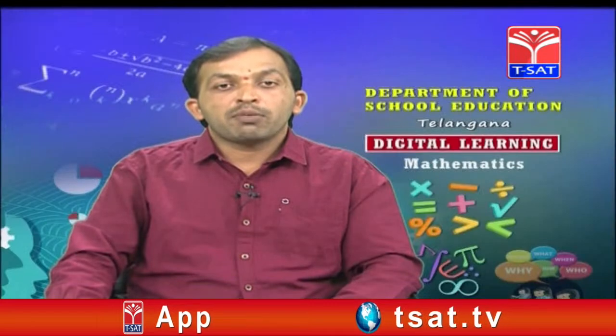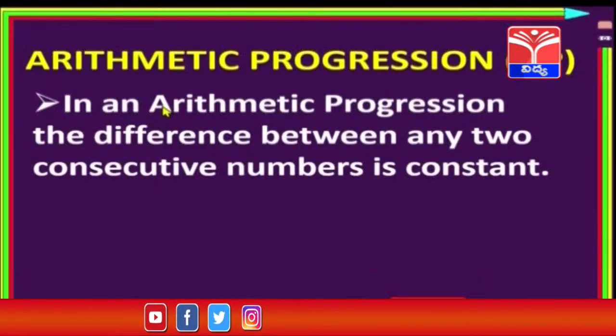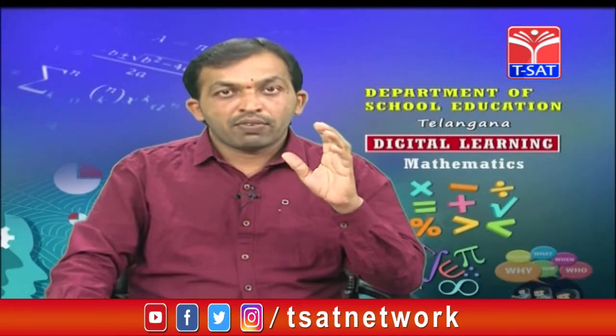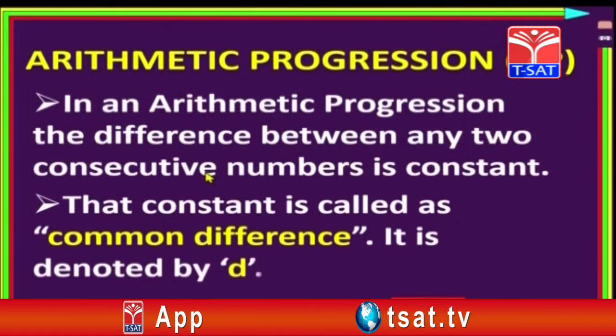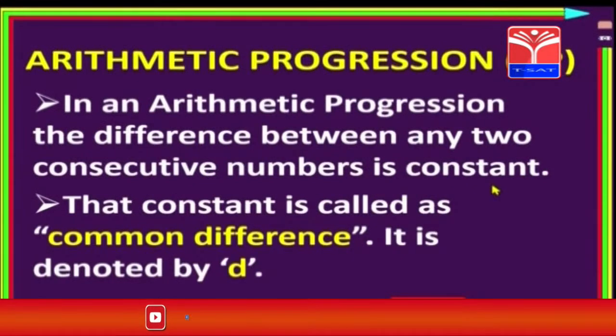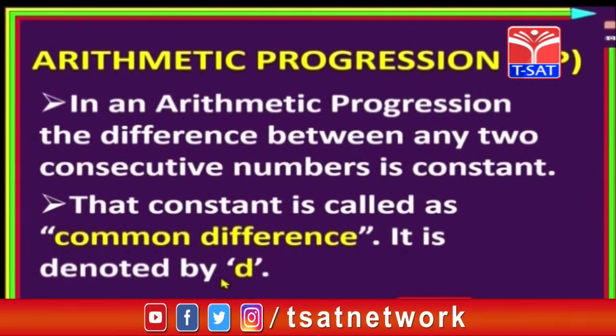In an arithmetic progression, we get each term by adding a fixed number to the preceding number, right? That fixed number is called the common difference, and it is denoted by d. In an arithmetic progression, the difference between any two consecutive numbers is constant. That constant is called the common difference, which is denoted by d.